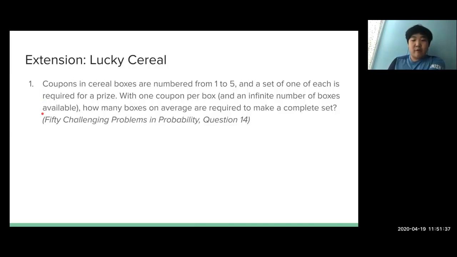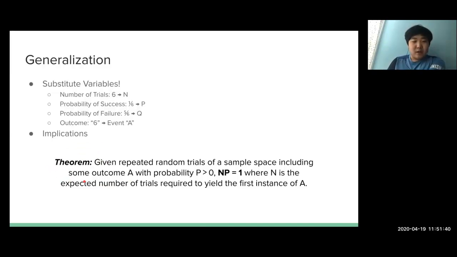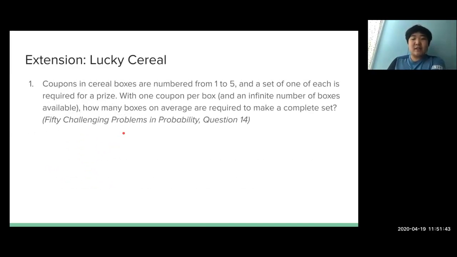What we can do, however, is look at the previous theorem that we established and use it to segment the problem into 5 different components. The first box we pick out, we will get a unique coupon no matter what, right? And from then on until we get the next box, the probability that we will get a unique coupon is 4 over 5. Since, for example, if we drew a 1 on the first box, the remaining coupons are valid, but if we get another 1, that's not really helping us get to the prize. And then once we find the second distinct coupon, the probability will be 3 over 5. If we find the third one, it'll be 2 over 5, and so on and so forth.